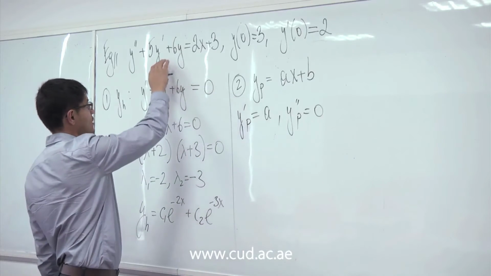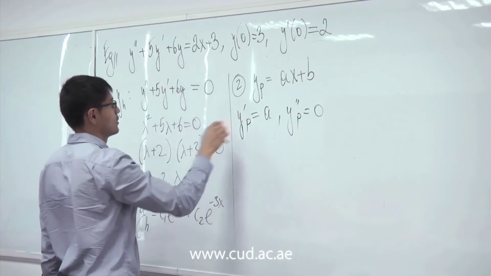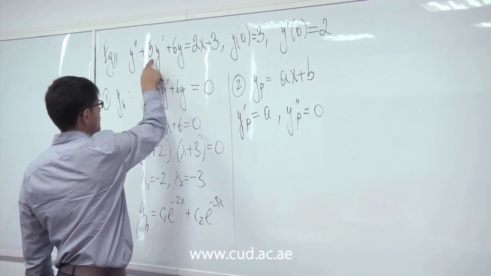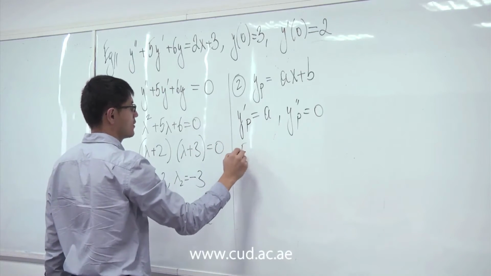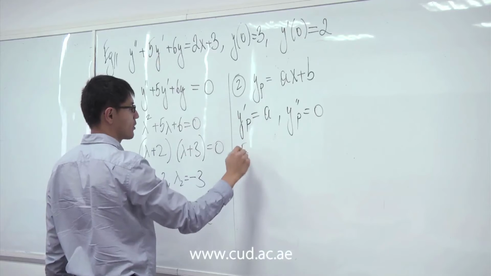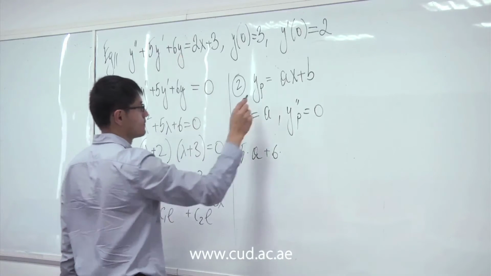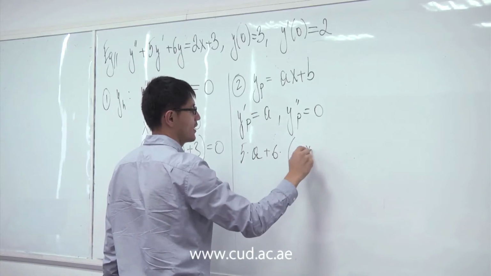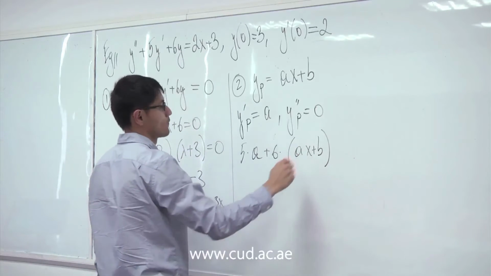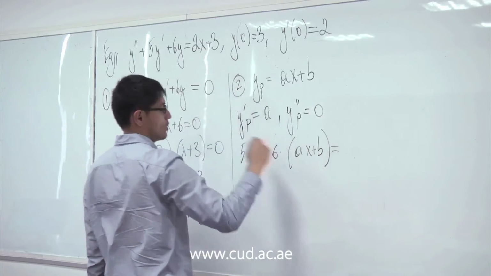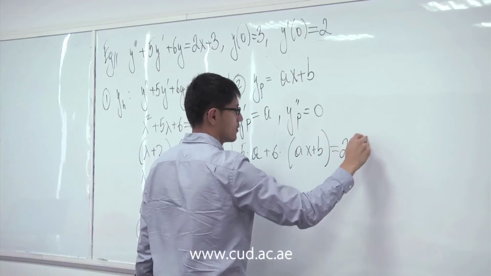Let's plug these into the left-hand side of the differential equation. So y double prime will be 0. We don't have to write that. And then I'll have 5 times y prime, which is a, plus 6 times y, which is ax plus b. And that must be equal to the right-hand side, 2x plus 3.